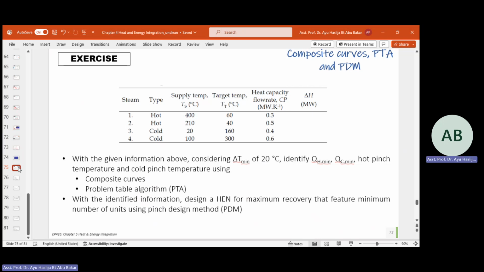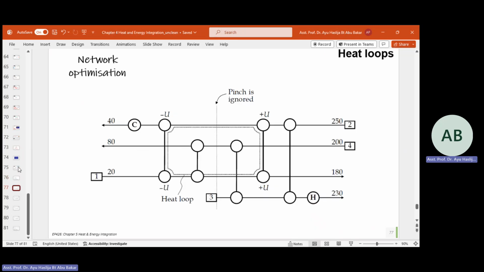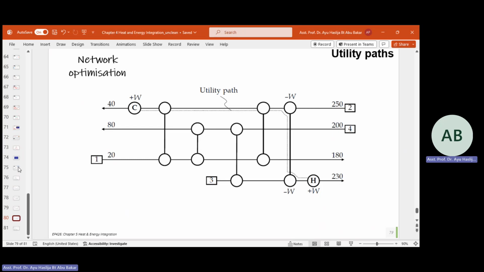Yes. Sub questions. Maybe 2 main questions with sub questions. Possible? Okay. I would suggest you do the exercise. Then the rest of the slides you can just read through. Okay.